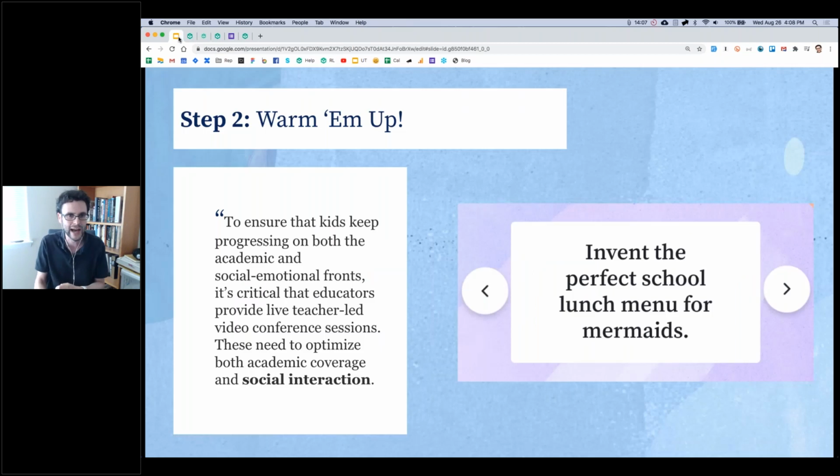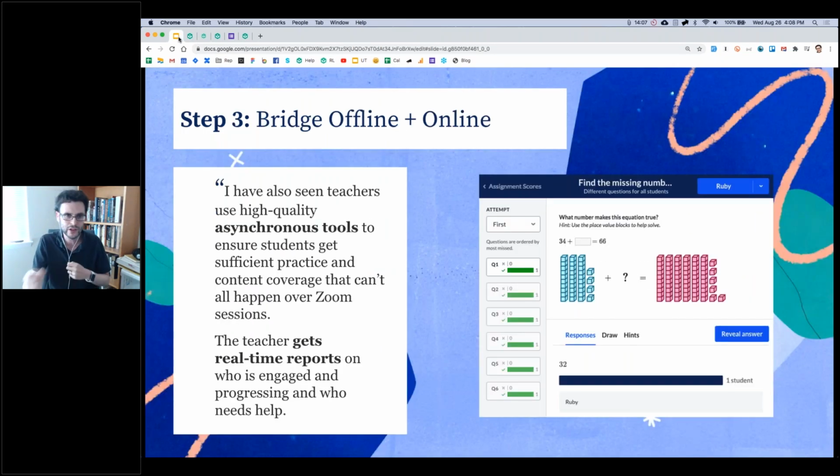And so I want to build on that going into the next section, which is bridging the offline and the online experience for your students. One of the things that Sal says is, look, realistically, you can't be on Zoom all day, no matter what your district tells you. It's going to be too much for your students, too much for you. And so you're going to have some work done asynchronously.